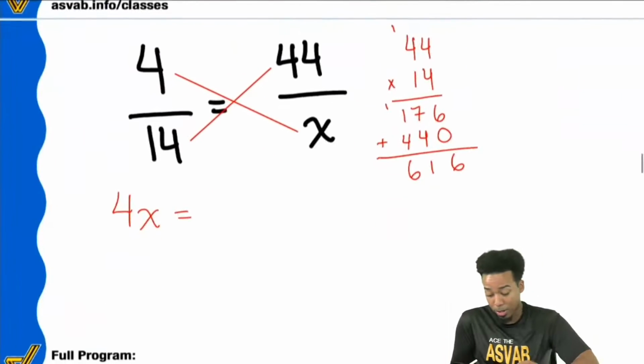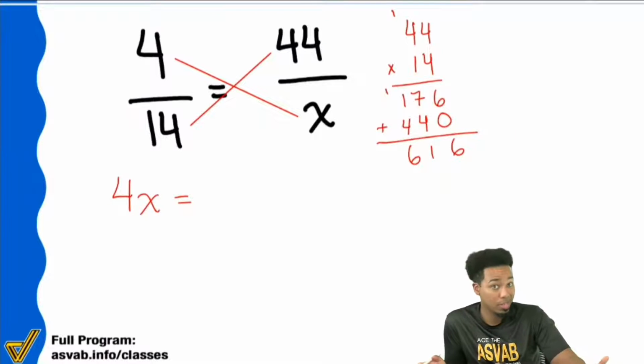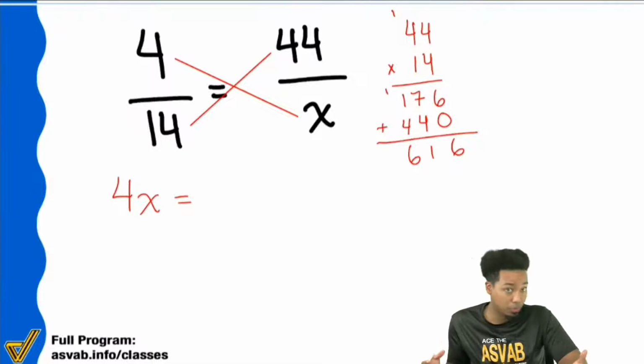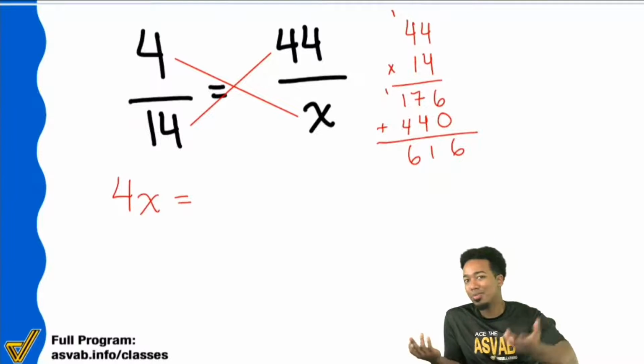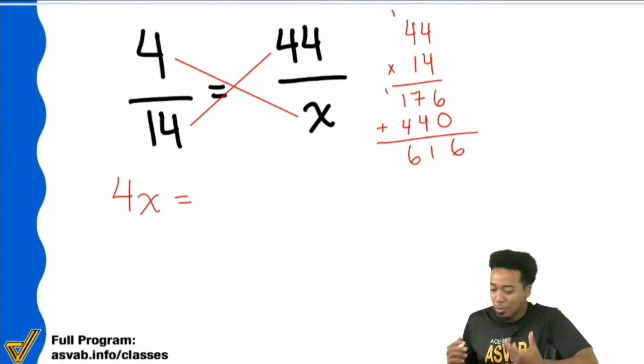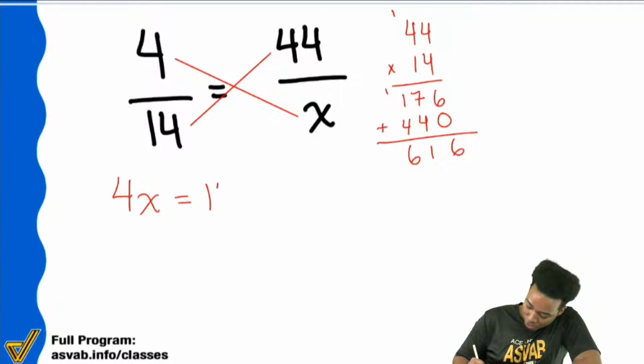If you wanted to do that with mental math, that would just be 44 times 10, 44 times 4, then you add those together. But even with mental math, that's a lot. So we have 616. Okay, great.